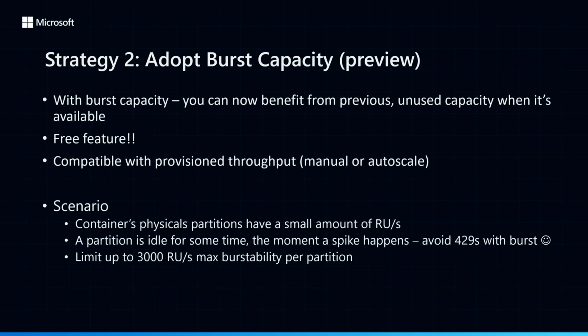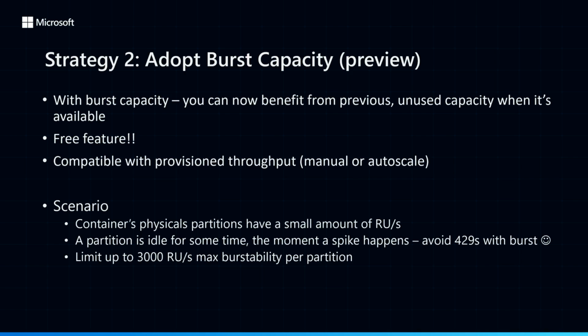In this next strategy, I want to talk about how you can adopt a new preview feature called burst capacity, a completely free feature which lets you use previously unused capacity that you already have to handle future spikes. This works with both manual and autoscale. The scenario we really want to address here is, imagine you have a container, or the container's physical partitions have a small amount of RUs on them, right? You may have workloads that are idle for some period of time.